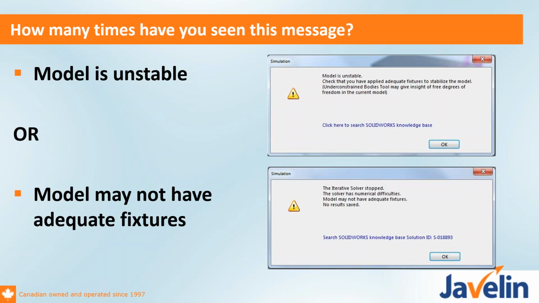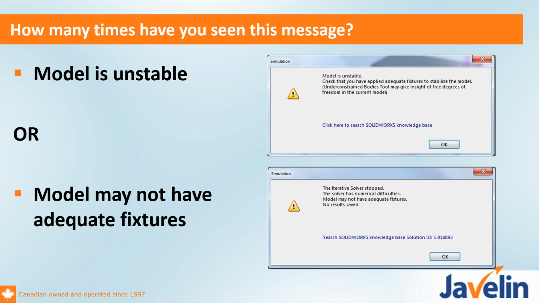And it actually depends on the solver you're using. If you're using the direct sparse solver, you're going to see that model is unstable message. And it says right here, check that you have adequate fixtures applied to stabilize the model. But if you're using our iterative solver, the FFE Plus solver, you're going to see something a little bit different, which is this message down here. The iterative solver has stopped. The solver has numerical difficulties. Model may not have adequate fixtures. So most people that run simulation have seen one or both of these messages many, many times. And you go, what happened?